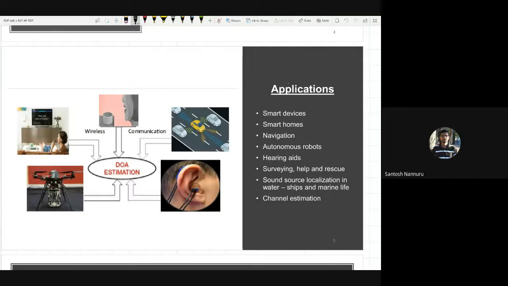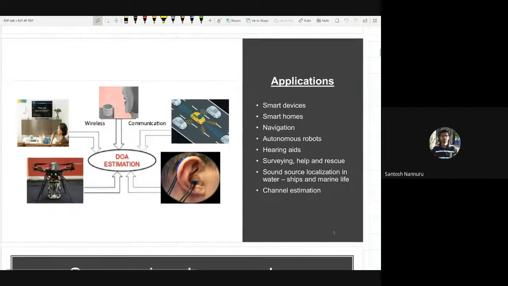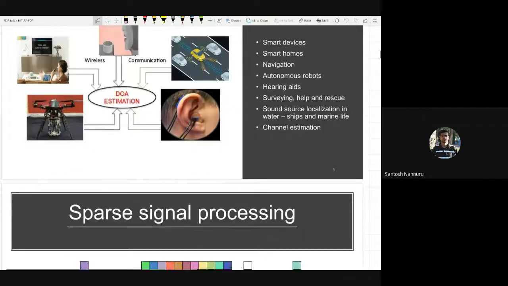Sound source localization in water, ships and marine life. There's a lot of acoustic sound created by ships, and marine life is also very acoustically active. So you can use proper tracking of these things to do some kind of biological record keeping, or gather information from them. Channel estimation, which is a common radio frequency problem. Okay.